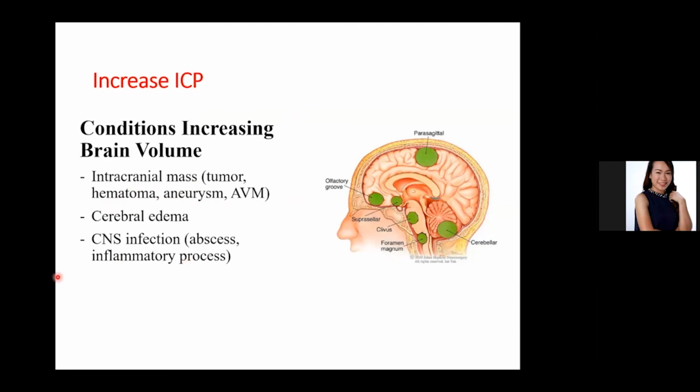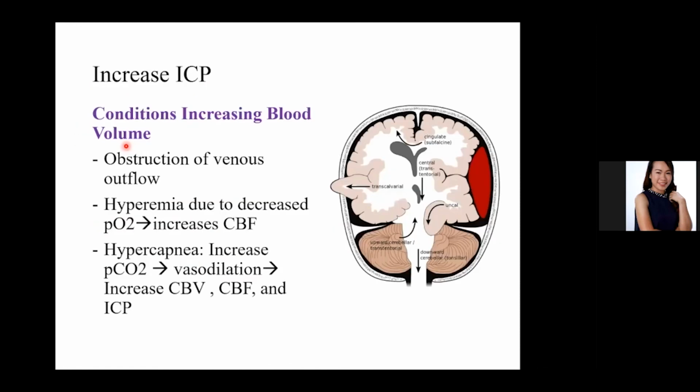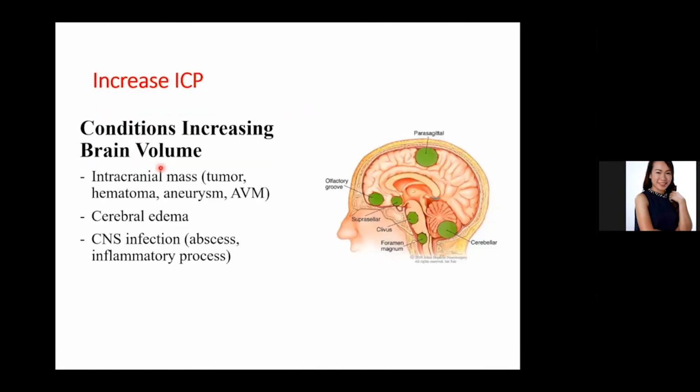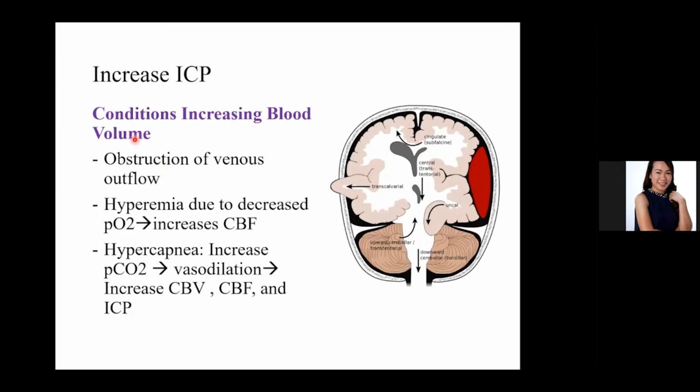Okay, so we have here another condition, cerebral edema, if the brain tissue is edematous. Or a CNS infection. If there is infection of the brain, it will develop abscess, and this abscess will also occupy space, and also inflammatory processes. So this will increase blood volume. Other conditions naman will increase brain volume pala ito.